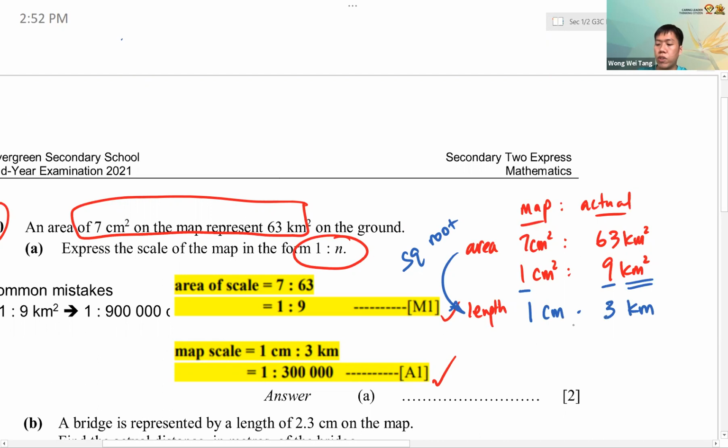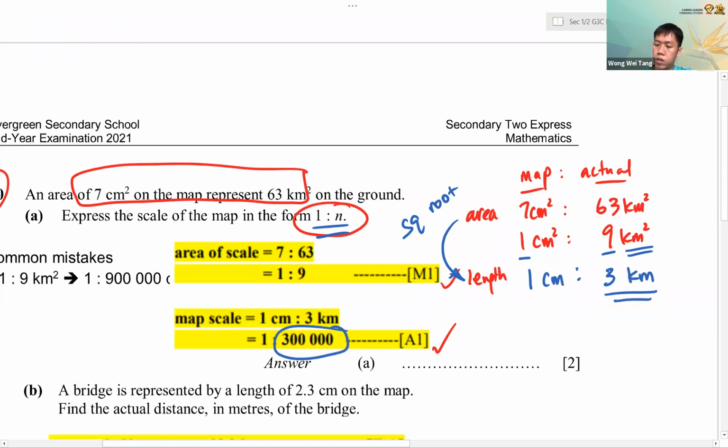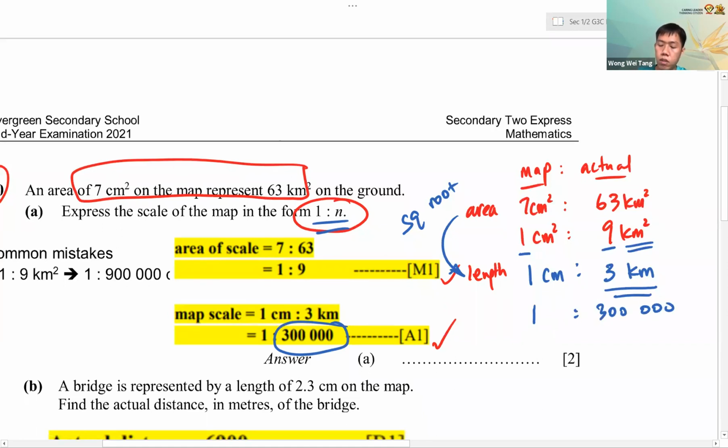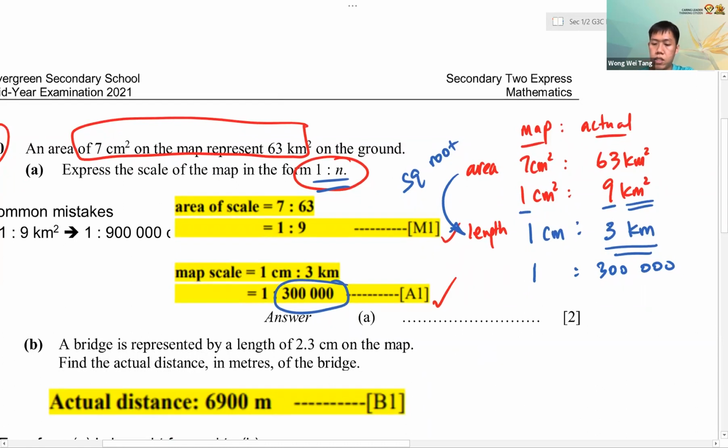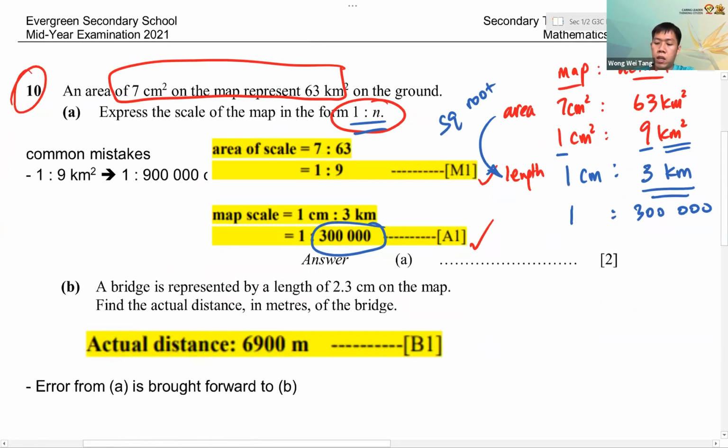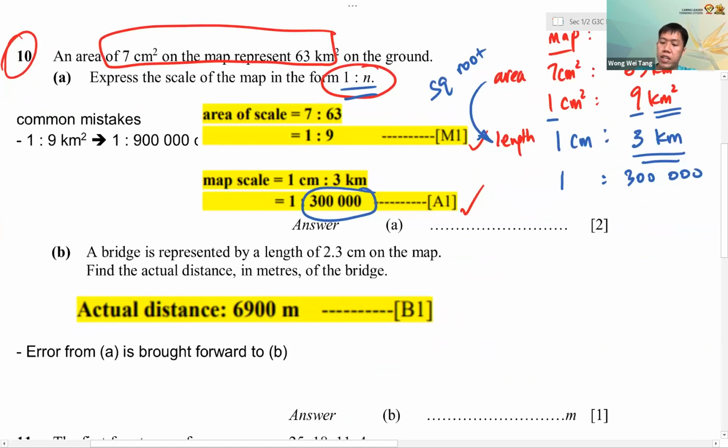So this is the ratio of the length, but it is in terms of cm to km. They wanted it in the form 1:n, meaning the units must be the same. So you change your 3 kilometers to become 300,000 centimeters. Okay, so one last step, 1 to 300,000. So yes, this video will be posted online. Once you manage to get part A correct, your part B shouldn't be a problem.